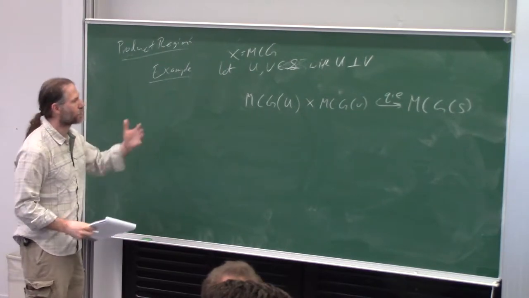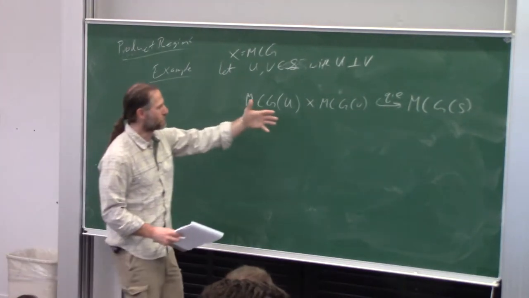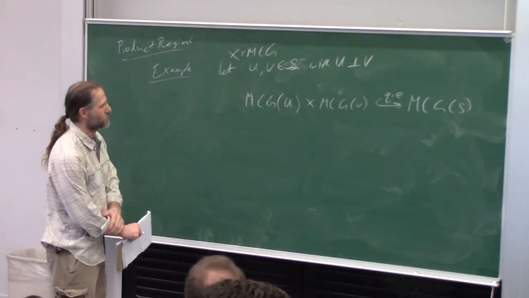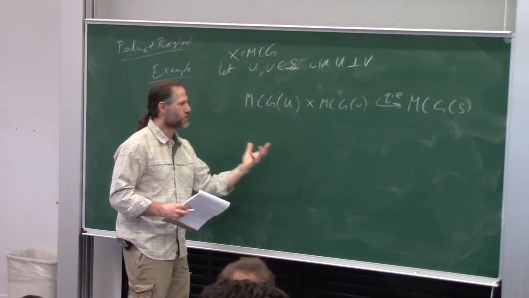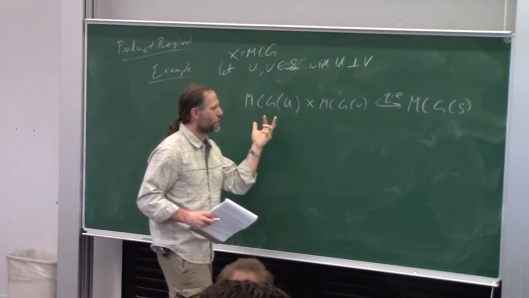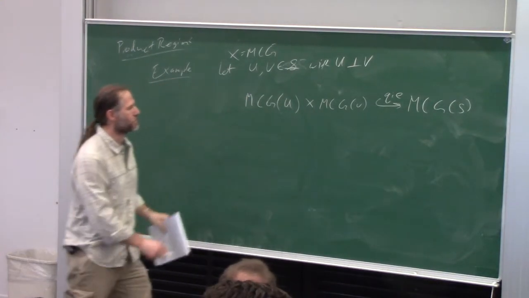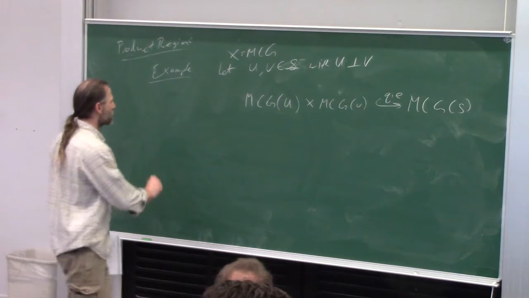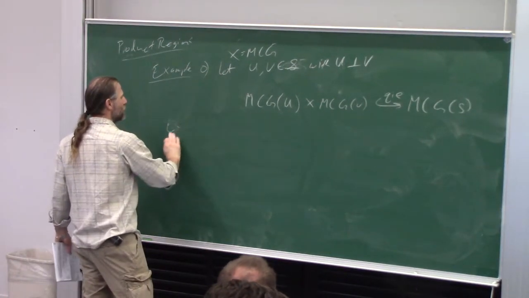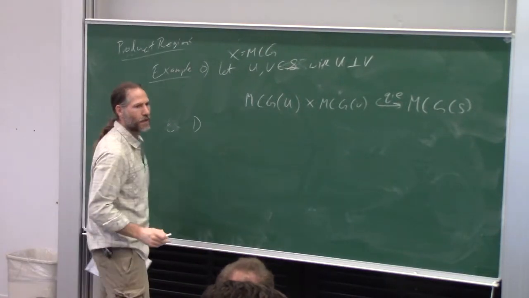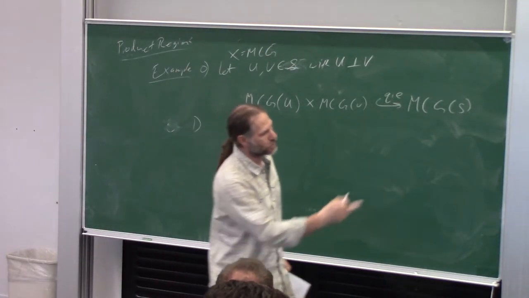Okay, so that's an example of a product that you see inside the mapping class group. If you take disjoint things in the mapping class group, then those stabilizers at least geometrically commute inside there. So that's the first example, example zero. Example one is what happens in the right-angled Artin group setting.